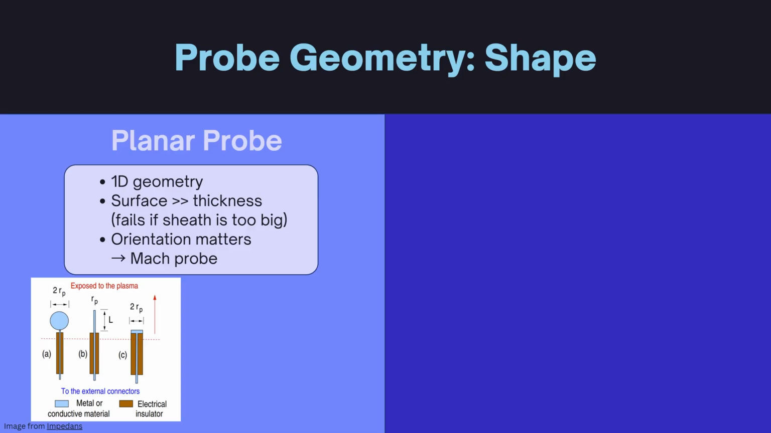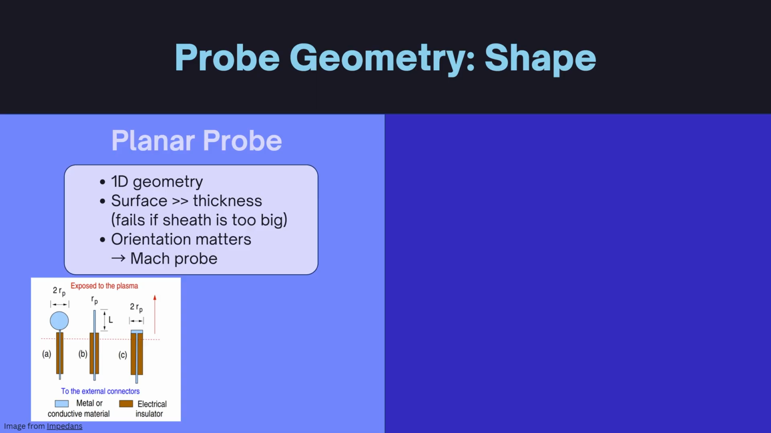The orientation of a planar probe plays a major role. The probe only collects particles on its surface. This property was cleverly used to invent the Mach probe, which uses two or more planar surfaces facing different directions. By comparing the ion fluxes collected by each face, we can estimate the direction and relative magnitude of plasma flow.